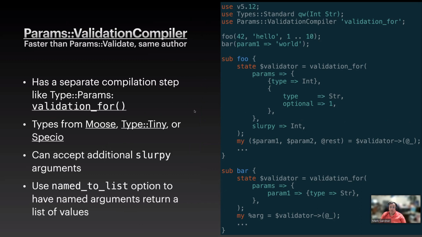The bar function that I have here on screen below is a lot like that, except here we've got named parameters instead of positional ones. So param1 is the first and only named parameter that it takes, has to be a string, and the results of that code ref go into a hash instead of a list of variables. Any questions?